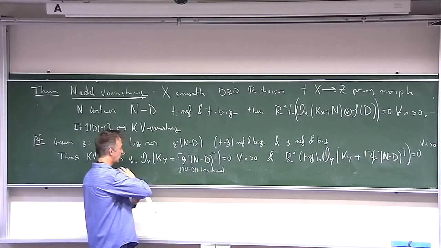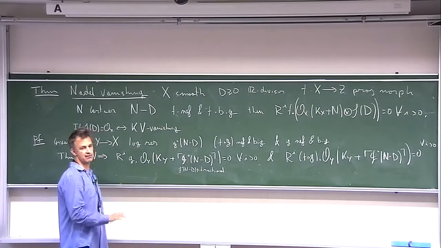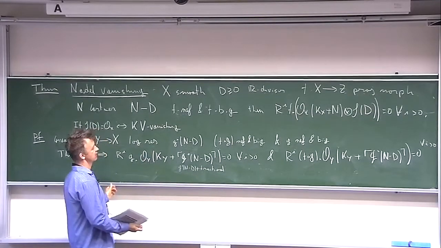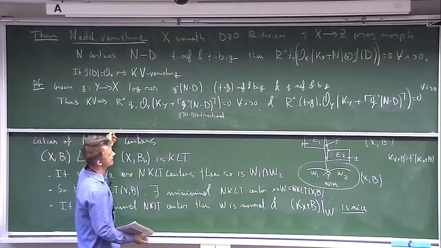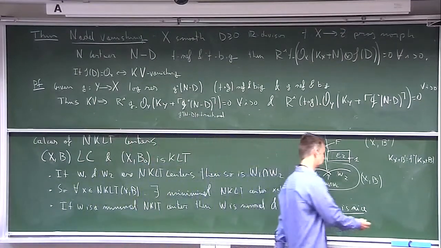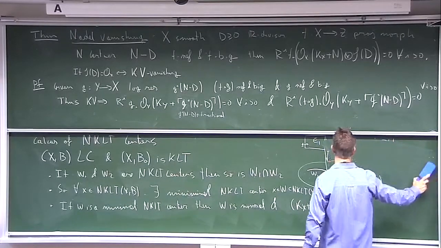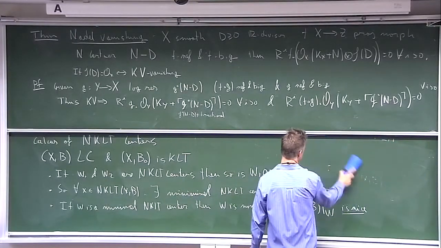So Kawamata-Viehweg directly applies there. No, you just read it off immediately. So both of these are 0. So then, by the usual spectral sequence argument, a trivial spectral sequence argument, the corresponding Leray spectral sequence degenerates immediately at the E2 term.